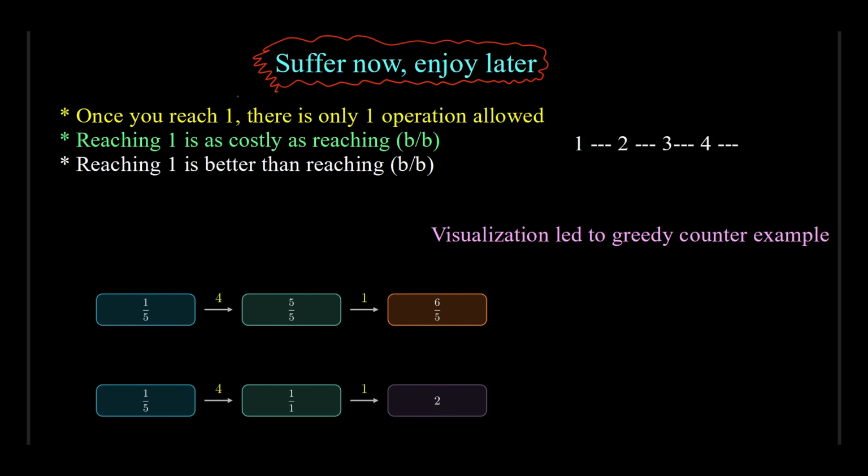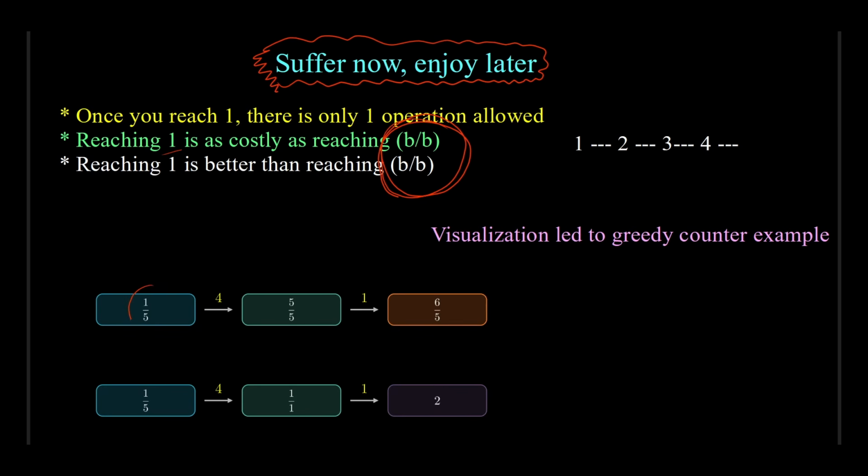So just to summarize, once you reach 1, there is only one operation allowed, and then reaching 1 is as costly as reaching b upon b. So why do you want to waste your increment operation by reaching b upon b, right? So in case things are too abstract for you, I'll just give you an example to explain what's happening.